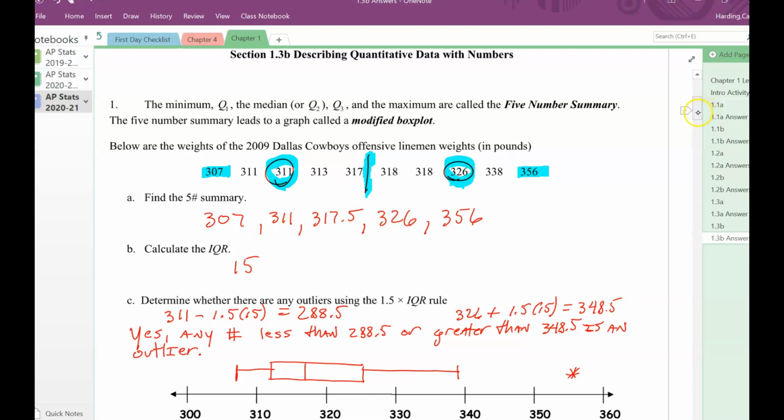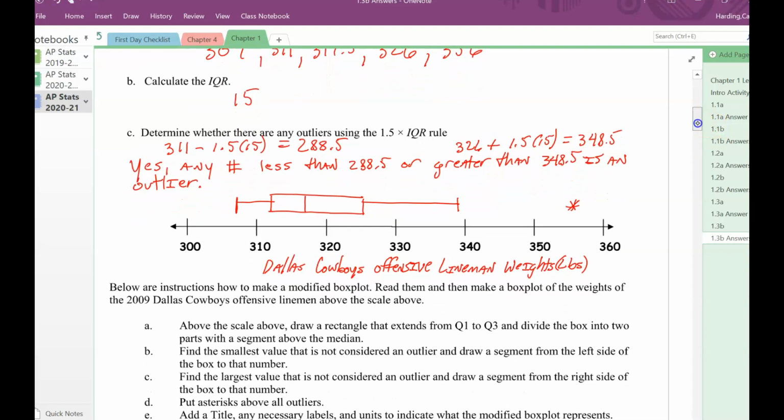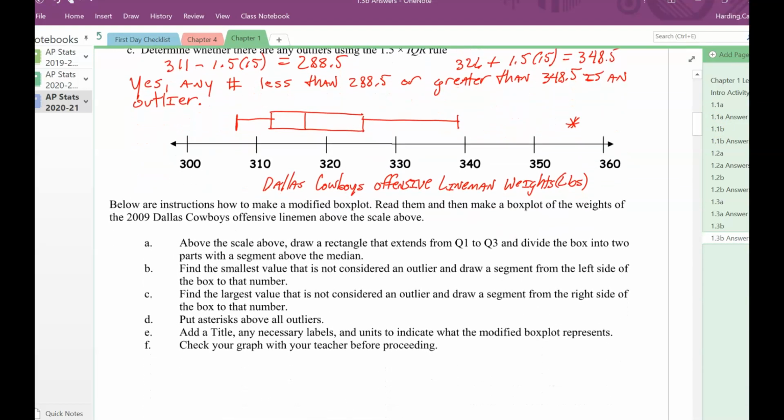So then what does a box plot look like, and what can you figure out from the box plot? Well, I'm going to help you go through the steps to create the picture that you're looking at. The first step: above the scale, draw a rectangle that extends from Q1 to Q3 and divide the box into two parts with a segment above the median. So we have the median at 317.5. Q1 is 311. Q3 is 326. This is the first thing that was drawn in this picture, is that box in the middle. That is the IQR. That is the middle 50% of the data. The middle 50% of weights is from 311 to 326.